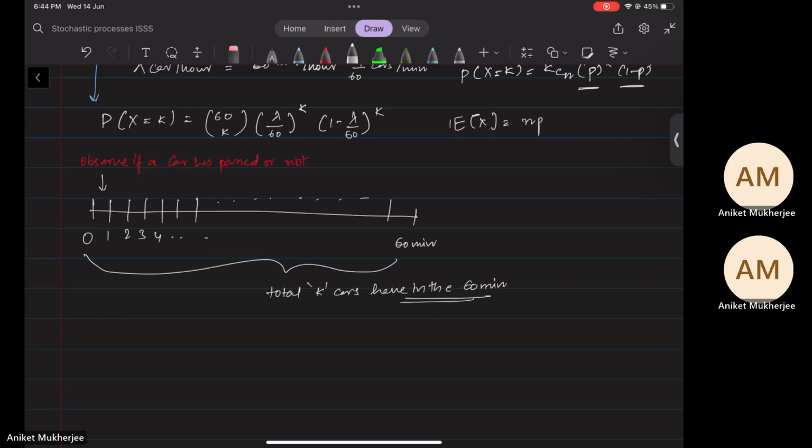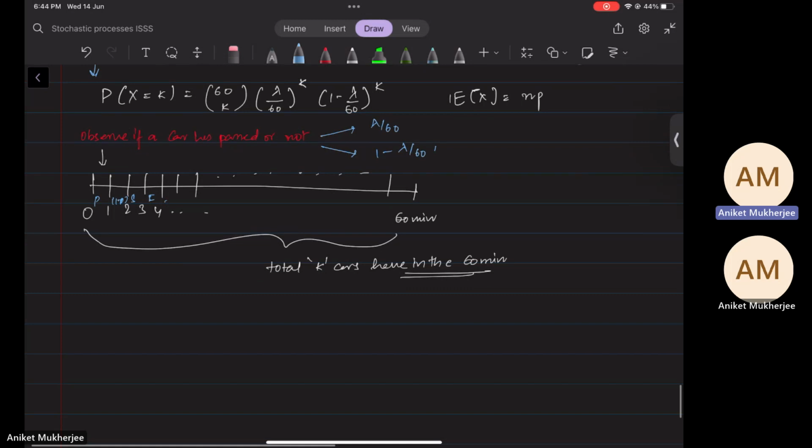So what I have done is I have split it up, and observe if a car has passed or not. The probability with which a car passes is lambda by 60, and the probability with which it doesn't pass is 1 minus lambda by 60. So at each time you get success or failure, and you see what is the probability that k have passed through this. But since this is an approximation, what if two cars pass in the 1 minute?